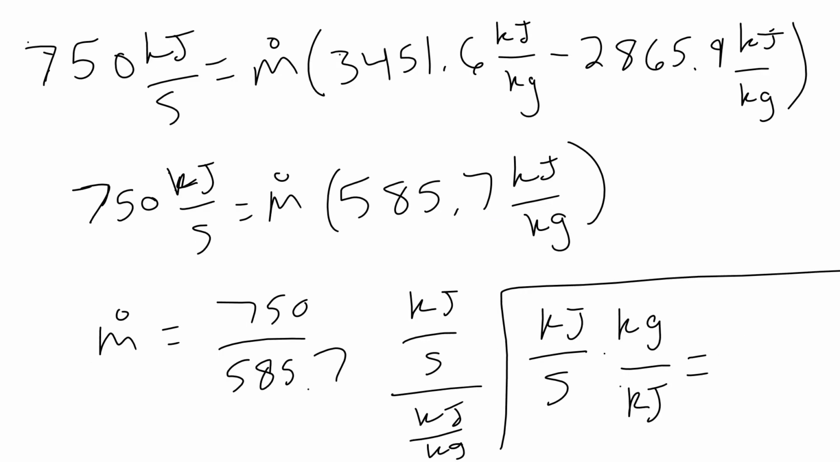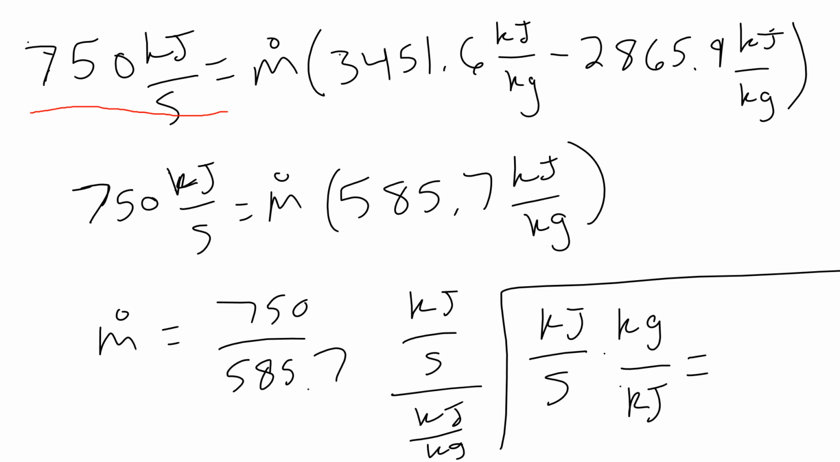As you can see, we went ahead and rearranged the numbers a little bit. We took work and put it to the other side, so it will become positive. Then we did the simple calculations of subtracting both of the enthalpies, which is going to equal 585.7, and then we just divided that on the other side.